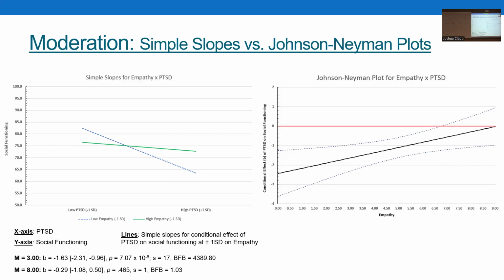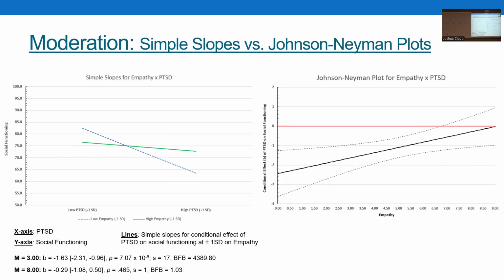These linear regression models are plotting a conditional effect across levels of your moderator. We're saying as empathy levels decrease, the conditional effect of PTSD on social functioning becomes less and less negative. And you'll see confidence bounds around my conditional effects. And then here you'll see this red line for zero.